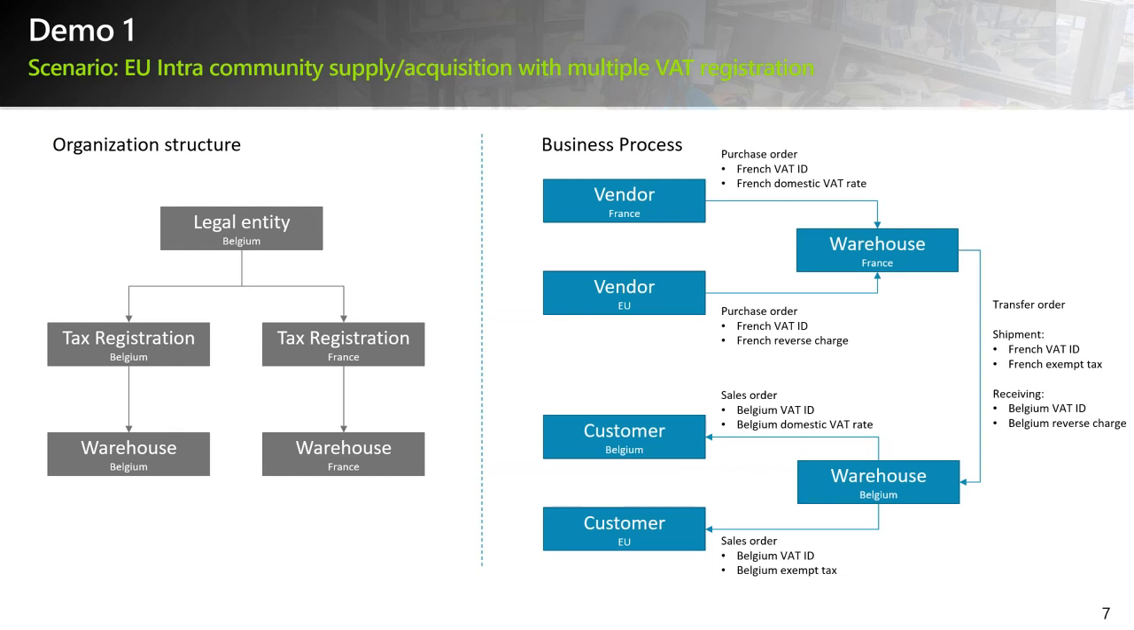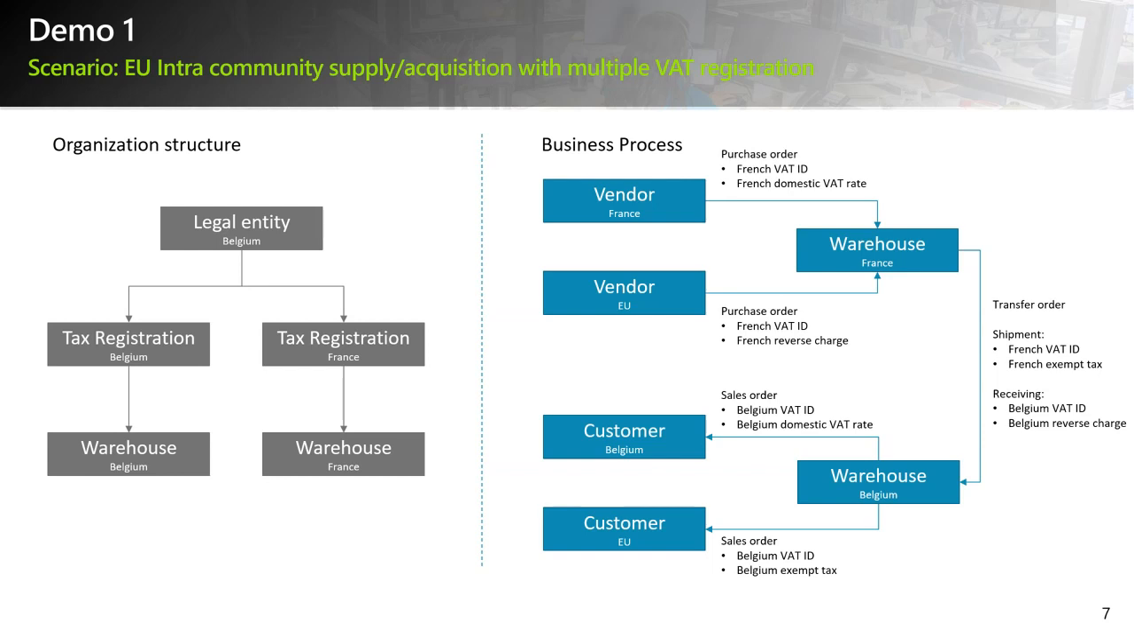So thus a French VAT ID should be applied, and the French domestic and French reverse charge should be applied respectively. Then they transfer from the French warehouse to the Belgian warehouse, and the shipment part should be under the French VAT ID and the French exempt tax code, and the receiving part under the Belgian VAT ID and the Belgian reverse charge.